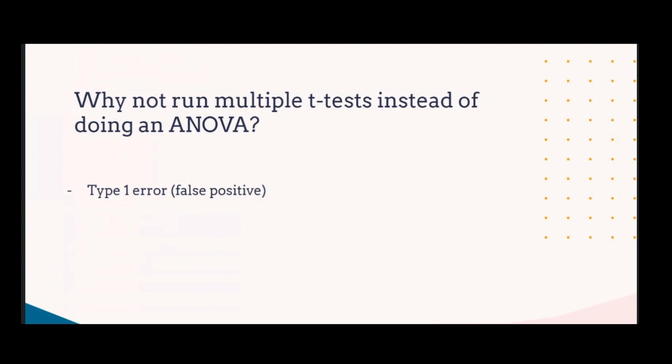And these two errors are not just possibilities with a one-way ANOVA. It's something that could happen with any statistical test. It could happen with t-tests. It's just the risk that we take when we're doing any sort of statistical test. There are always some chances for error.